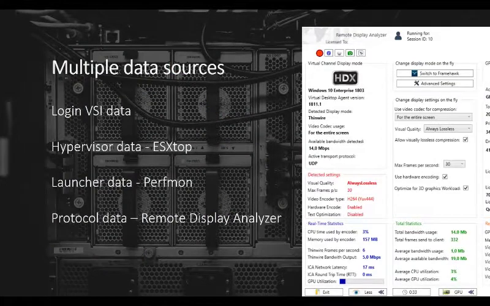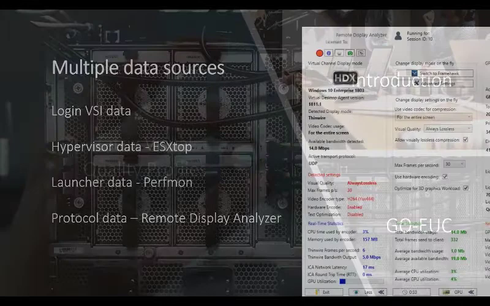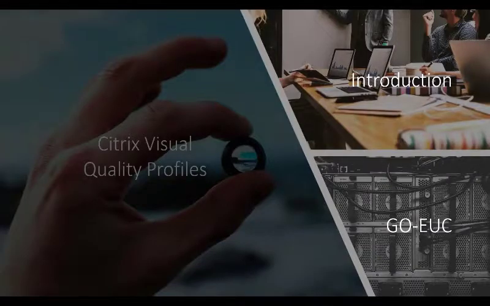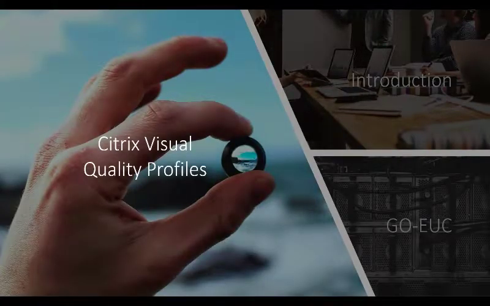We're not using only the LoginVSI data. Of course, you need to have a full perspective. Therefore, we're also collecting data from the hypervisor. We're collecting data from the launcher, which represents the endpoint perspective. And we're using Remote Display Analyzer to capture the data from the protocol itself. For those who don't know it, there's a logging mode within Remote Display Analyzer where you can get the output of the RDA to CSV data. It's really, really valuable. So that's the introduction. Let's go to the visual quality profiles itself.